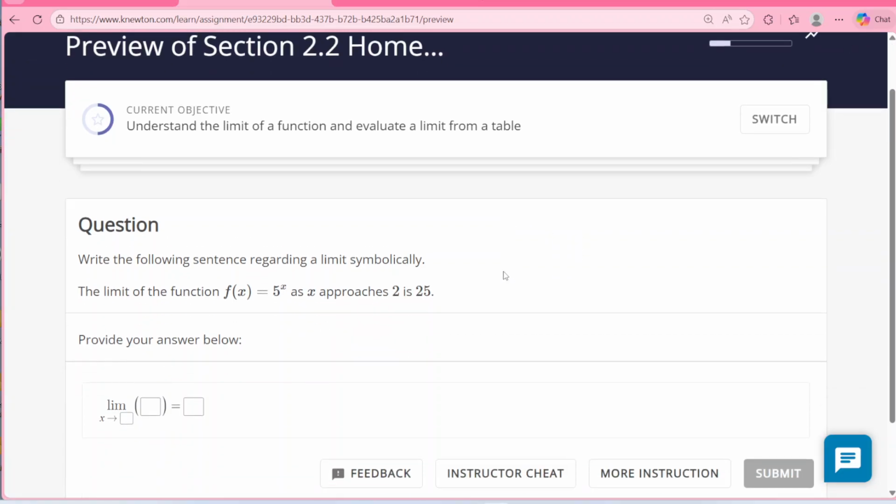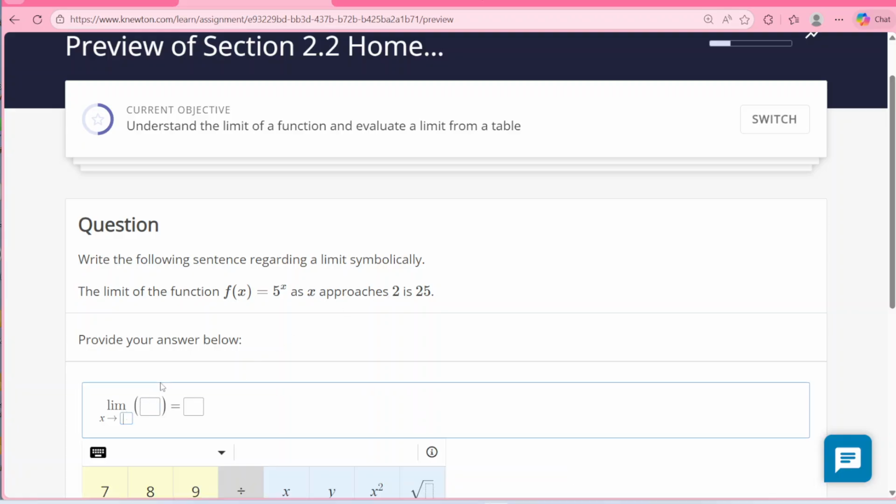All right, so once again, we're just filling in pieces of the notation. Not a whole lot to go on here. It says the limit of the function f of x equals 5 to the x power as x approaches 2 is 25. You see x approaches 2, so after the arrow I'm putting in 2. Then in the parentheses after the limit notation is the function we'd be plugging into, so that's this 5 to the x power. That goes in this box. And they're telling us this limit is 25.